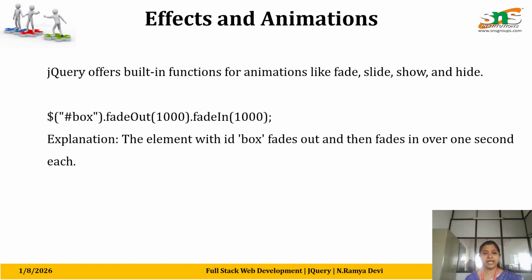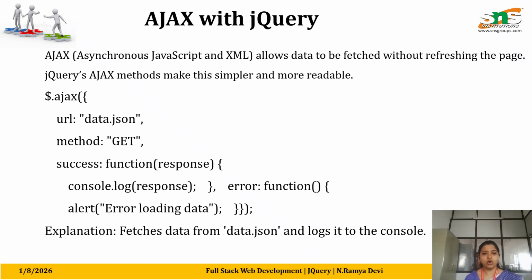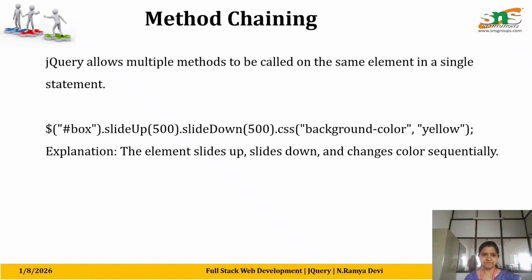And here we use the element with ID called box, which fades out and fades in over 1 second each. jQuery also offers built-in functions for animations like fade, slide, show, and hide. This is the code for fetching the data from data.json and logging it into the console. It allows the data to be fetched without refreshing the page, and the Ajax methods make it simpler and more readable. Here we use the get function with the URL data.json for fetching the data.